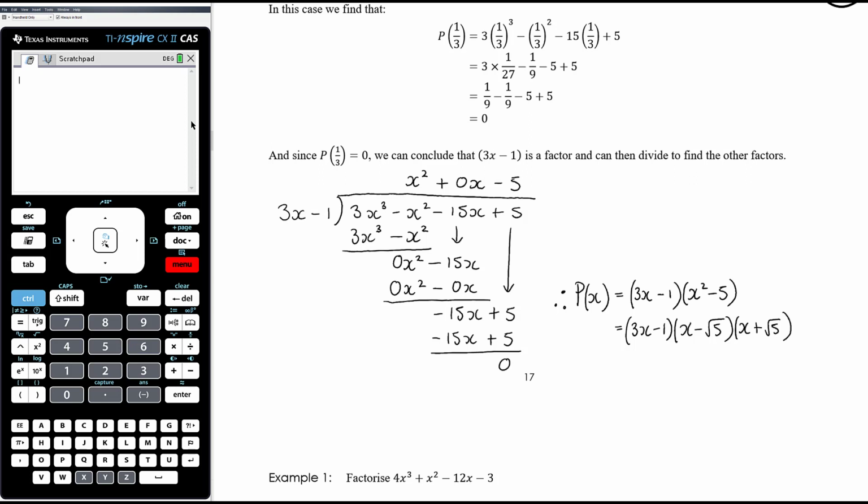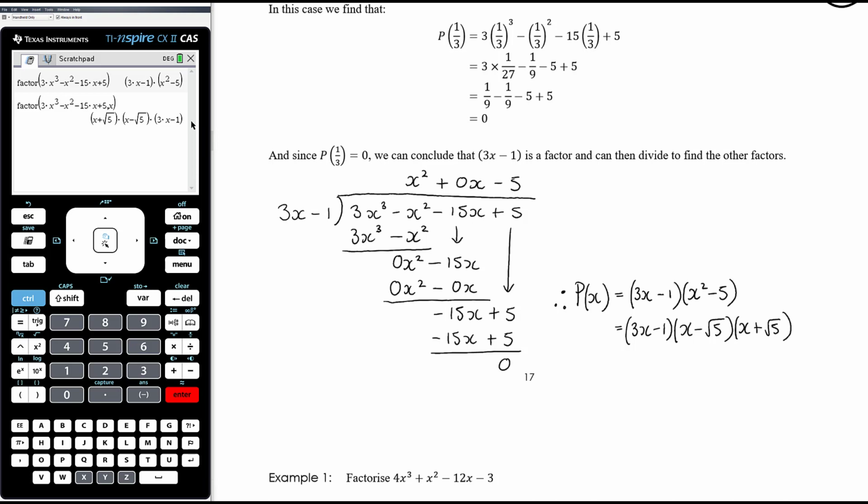Even if you have a look at getting your CAS to factorise this, so if you go to menu 3.2, factor, and get it to factor 3x cubed minus x squared minus 15x plus 5. If you just press enter there, it is going to give you 3x minus 1 times x squared minus 5. So it's not going to go into the realm of surds unless you force it to. The way to force it when you do the factorisation is to put comma x in the factor bracket, and then that will force it to factor over both the rational and irrational numbers. But in terms of fully factorised, 3x minus 1 times x squared minus 5.